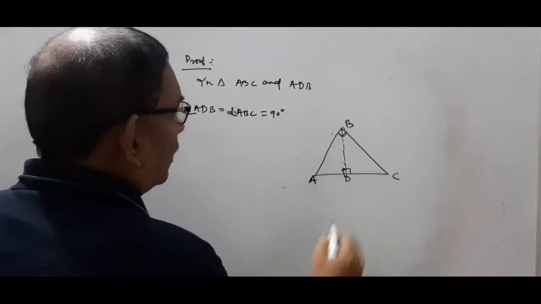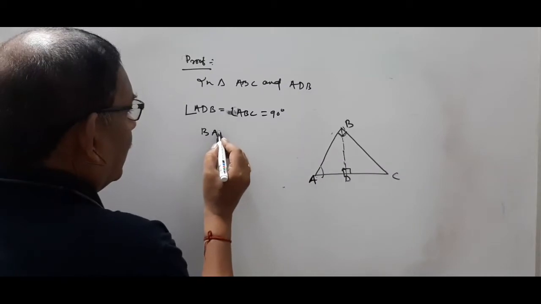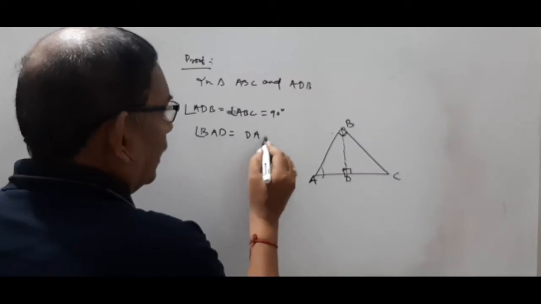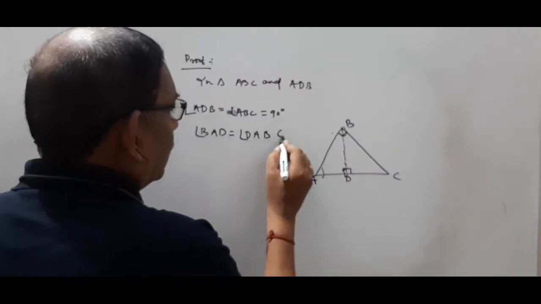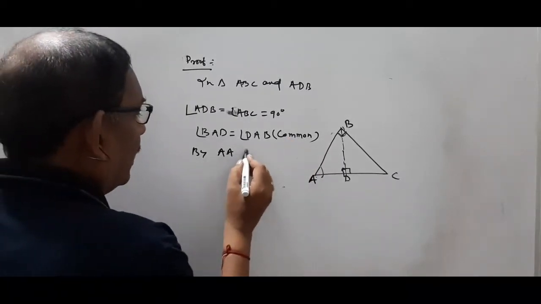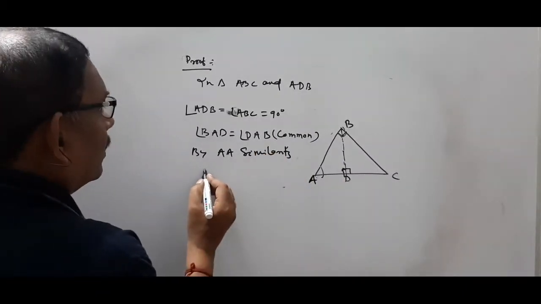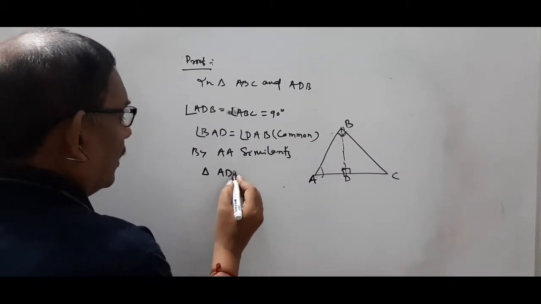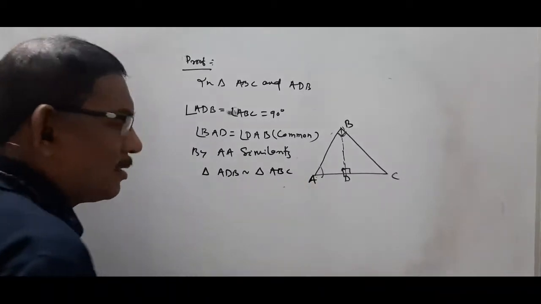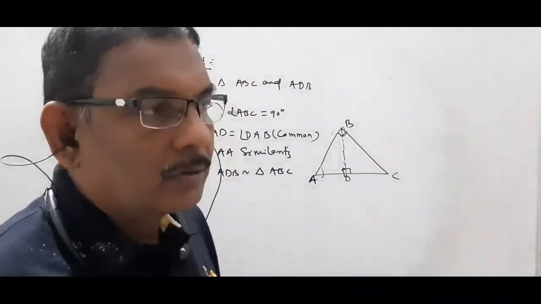Now for both triangles, the angle A is common. So here write down angle BAD equal to angle DAB. It is common to both. So there is similarity. Triangle ADB similar to triangle ABC. As the two triangles are similar, the ratio of the corresponding sides are also equal.